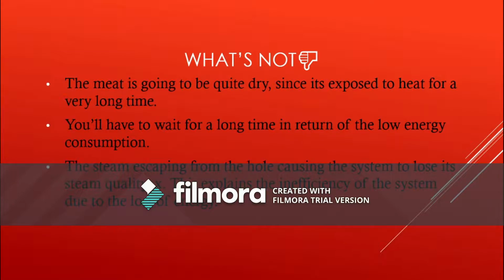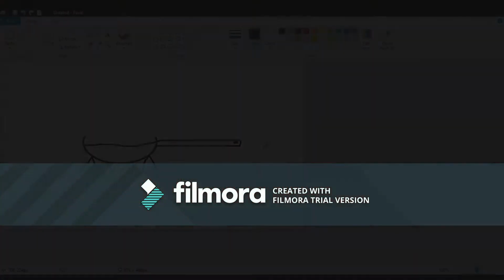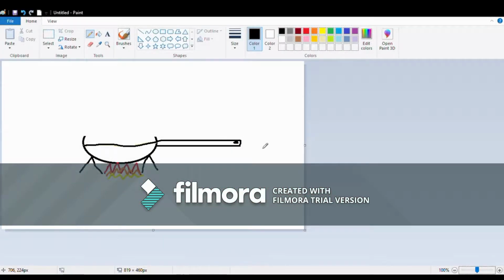And I will explain the purpose of the hole on top of the slow cooker. It plays a huge role because it differentiates the pressure cooker from the slow cooker. So this is the explanation of the slow cooker.